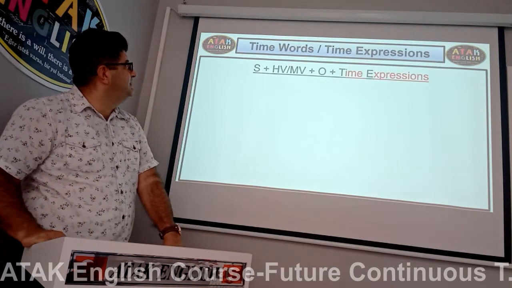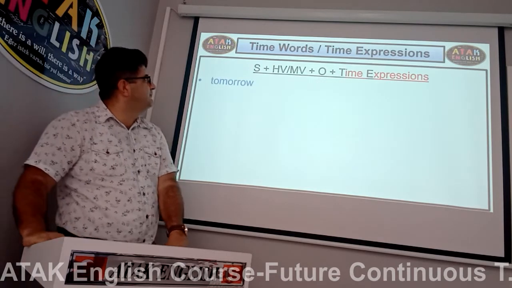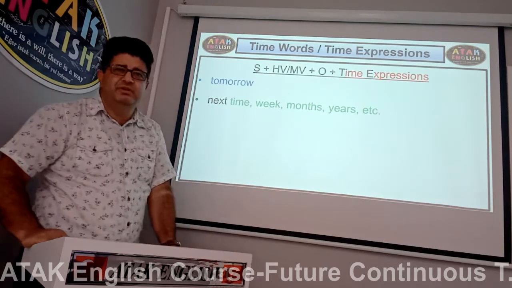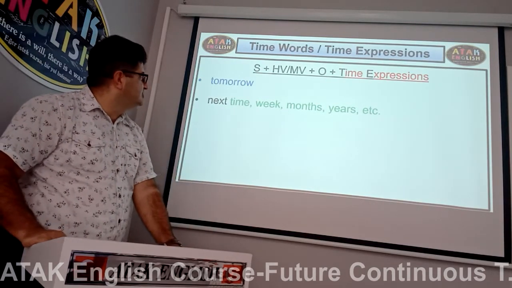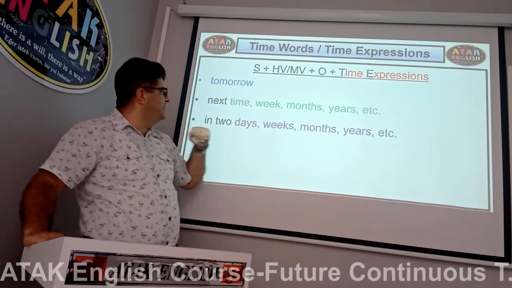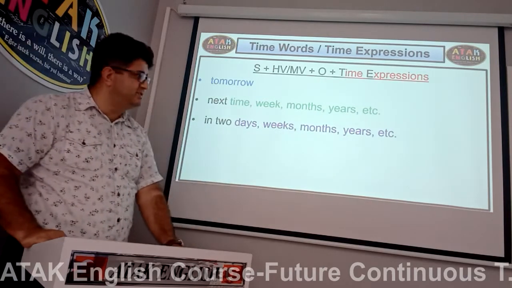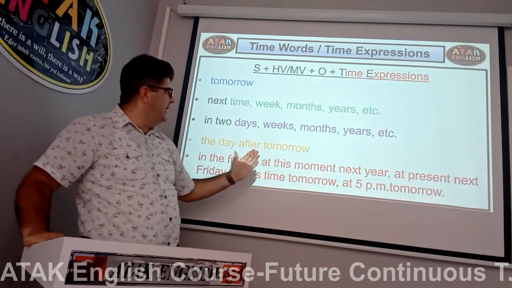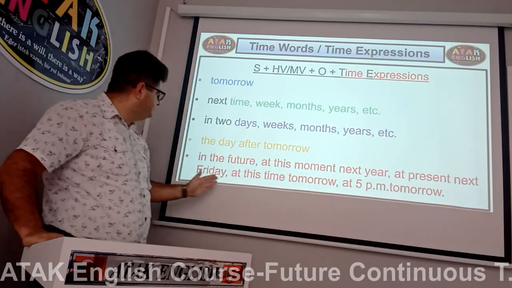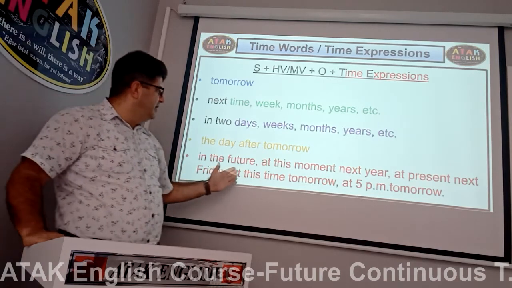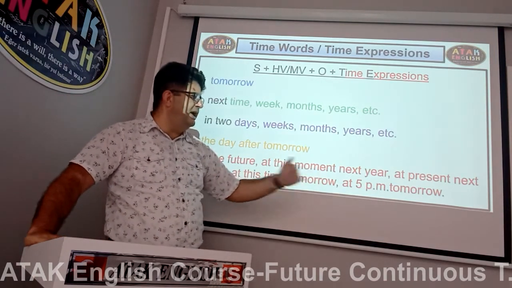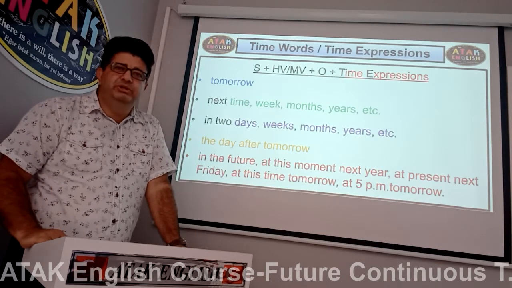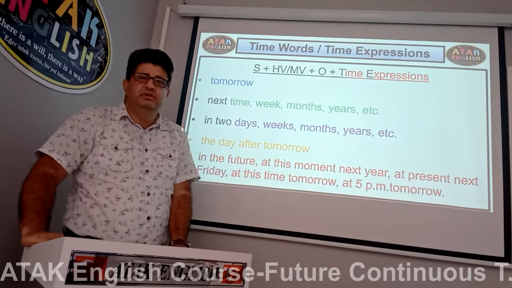Let's see a little bit of time expressions of future continuous tense. Tomorrow, next time, next week, next month, next year, etc. In 2 days, weeks, months, years, etc. The day after tomorrow, in the future, at this moment next year, at present next Friday, at this time tomorrow, or at 5 p.m. tomorrow, they can all be used in future continuous form.